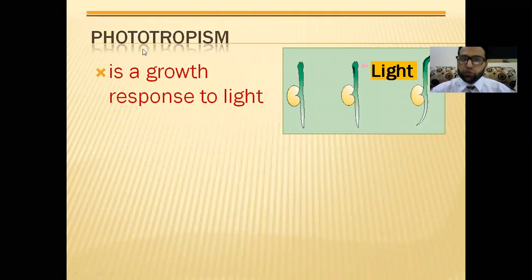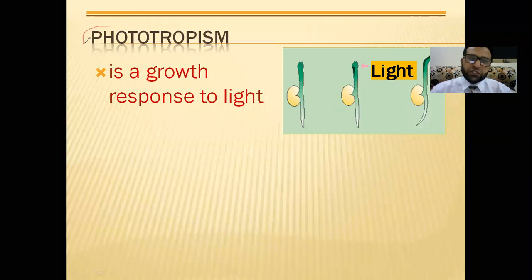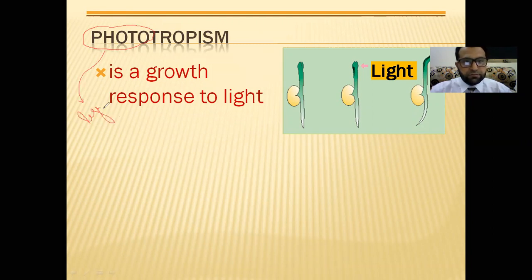Now, we have two main types of tropic response, phototropism and geotropism. So we are going to discuss that in detail. The first one we have is phototropism, in which the part of plant shows response to light, as the name indicates. Photo means light. So the part of plant is showing a growth response toward the light.